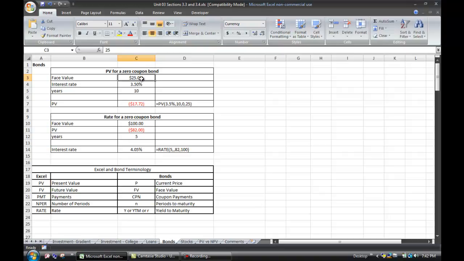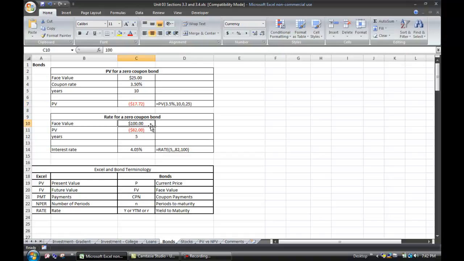If you know these three, the 25, the 3.5%, and then the 10, and this should be like coupon rate, technically correct, although for zero coupon it does not make a lot of difference. If you know these three, there are no payments, so you can determine the present value as $17.72.